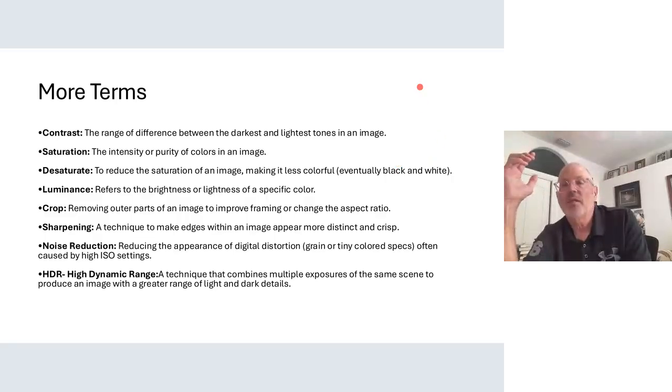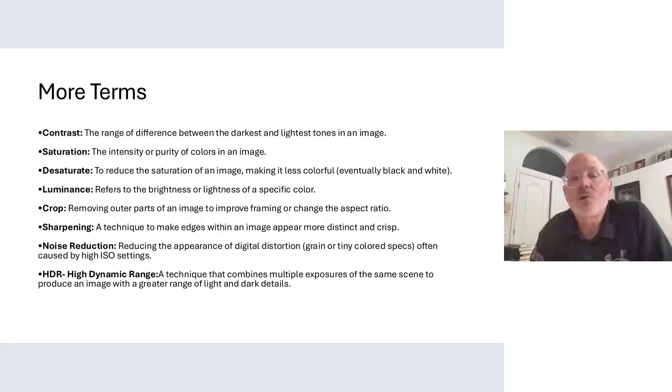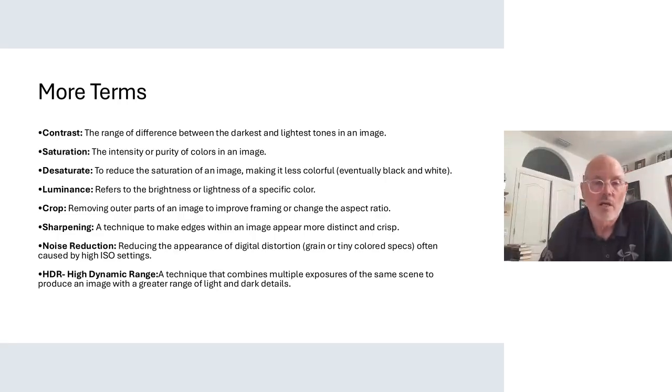Okay. And then black and white, monochrome, or sepia are the terms that we use for various types of black and white type images. Luminance refers to the brightness or lightness of a specific color. And sometimes we can use an ordinary color picture and make it really cool, make it really stand out by changing the luminance. So that's one thing.